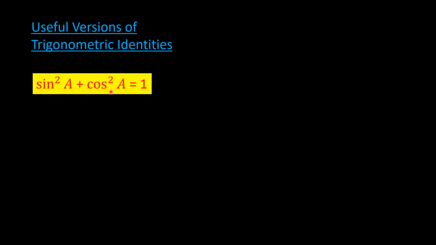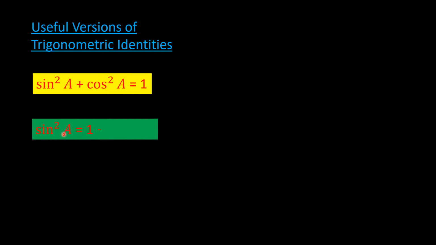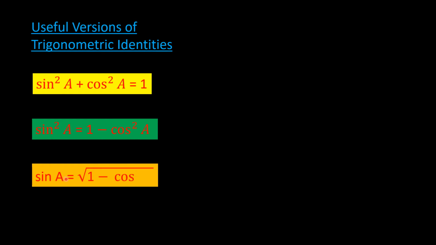We can take this cos square a on the right hand side and express sin in terms of cos. So we write sin square a equals 1 minus cos square a. So we have expressed sin in terms of cos. So this is the first version of this identity. Now we can take square roots on both sides and write sin a equals under root 1 minus cos squared a. So this is the second version of this identity.